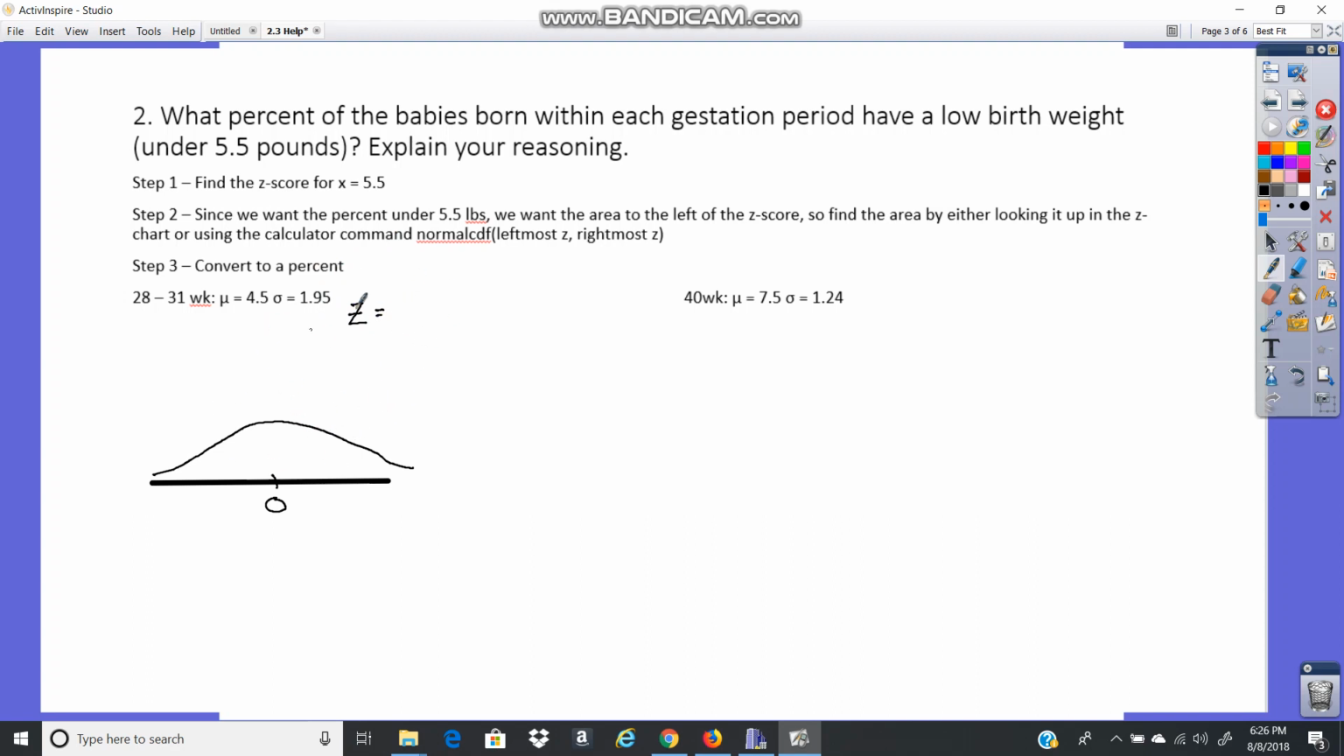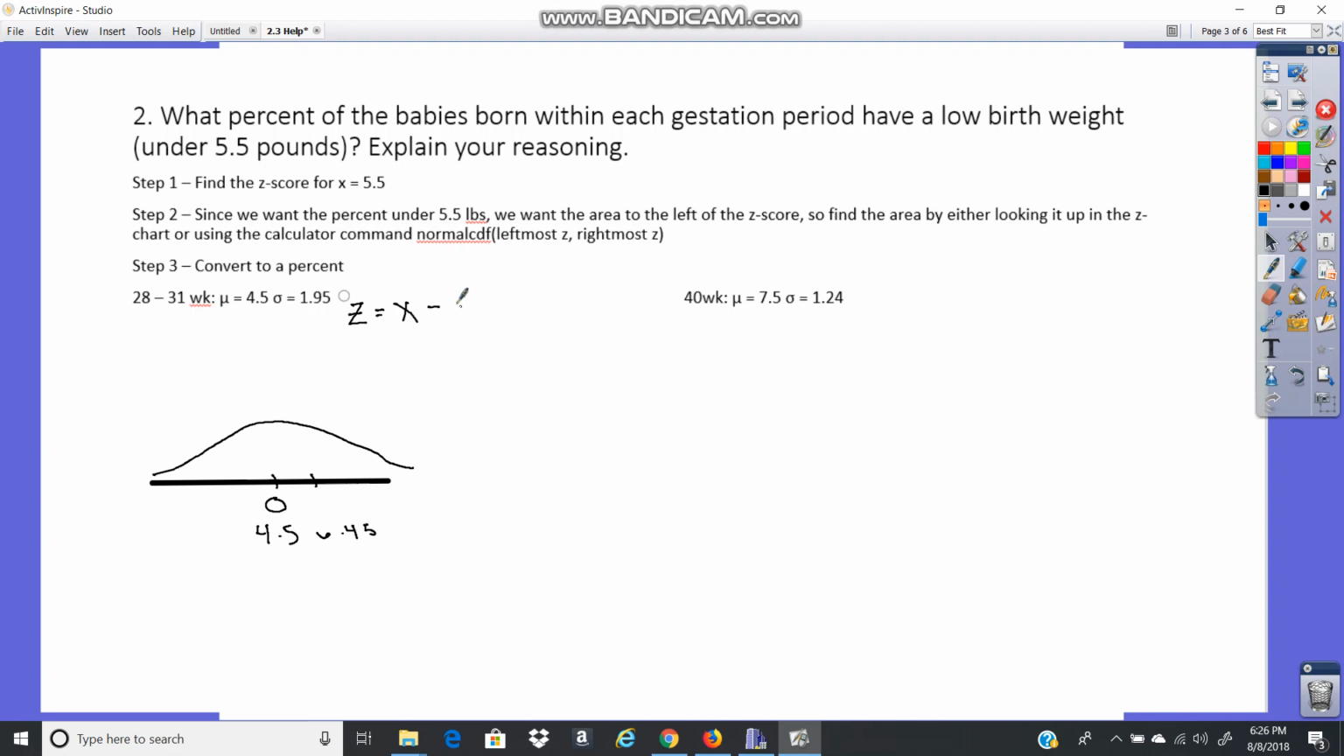I want to know exactly where it's going to come in, because if I did the non-standardized score, I would have 4.5 here, and then that would be 4.5 plus 1.95, that would be 6.45 as my next point. So I know 5.5 is going to be somewhere in between here, I just need to know exactly where. That's what our z-score is going to give us.